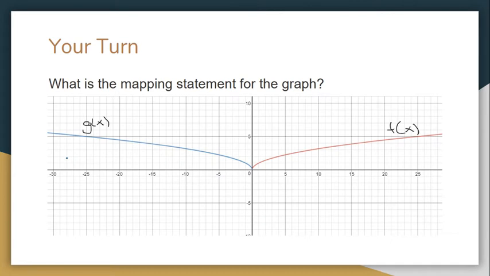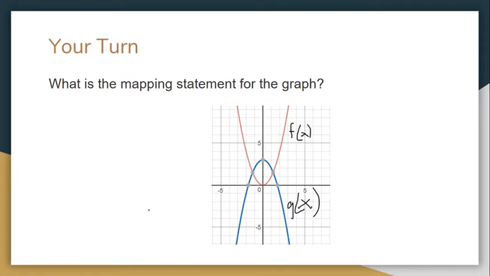So let's see if you can do this. Go ahead, pause the video, see if you can write the mapping statement for this. How does f of x get to g of x? Alright, now that you've had a chance to do it, let's look at it. If we look at f of x and g of x, it's just a reflection over the y-axis. So when it's a reflection over the y-axis, we're going to have our negative inside of our parentheses. Remember, when it's over the x-axis, it's out in front. When it's over the y-axis, it's inside of our parentheses.